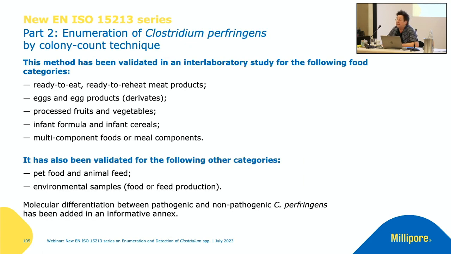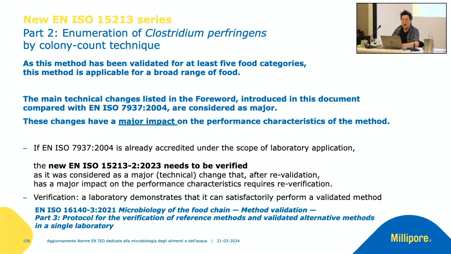And we have fully validated this new part 2. The former edition was not fully validated for a broad range. So we have at least 5 categories of food matrices and additional categories for pet food and animal feed and environmental samples from food or feed production. We also have a new informative annex on how to differentiate between pathogenic and non-pathogenic Clostridium perfringens by molecular differentiation. But it's for information, not mandatory to be used. So this method has now been validated for at least 5 food categories and additional categories.